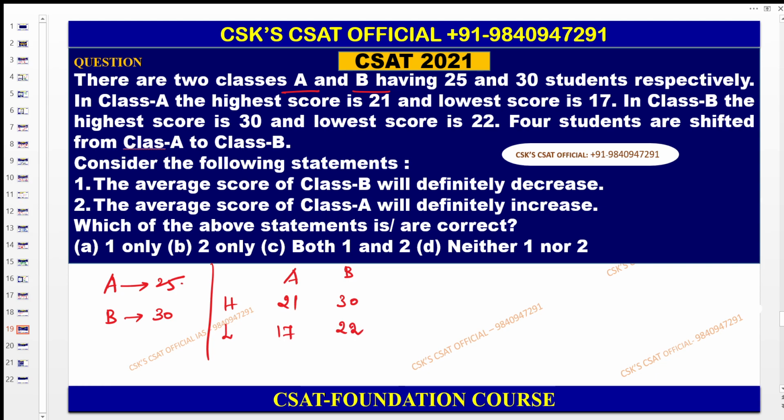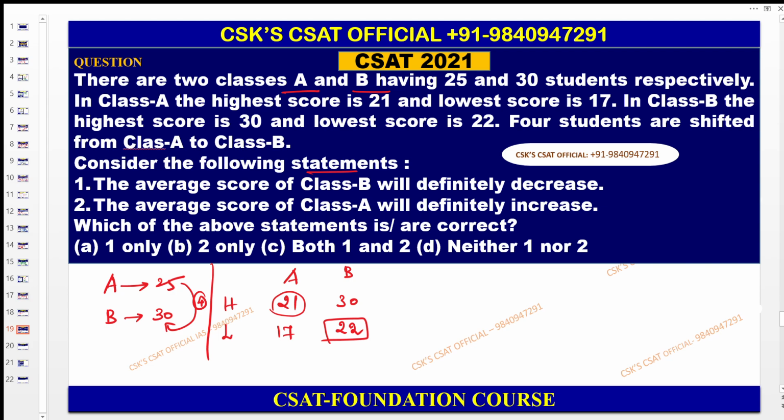Now, 4 students are shifting from A to B. Consider the following statement. The average score of class B will definitely decrease. Why? Listen carefully. The lowest mark of class B itself is 22. Suppose all the 4 students shifting here have either 17 or 21, whatever, even if the maximum mark is 21, automatically their average is going to decrease only.